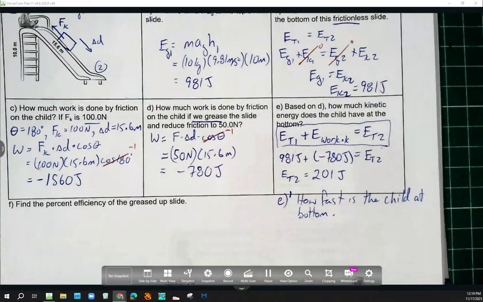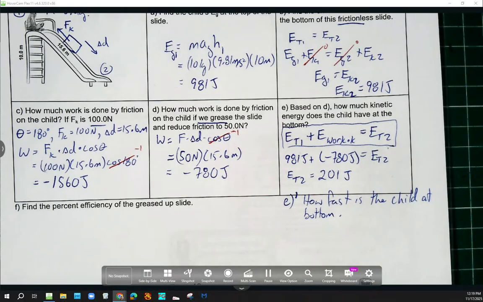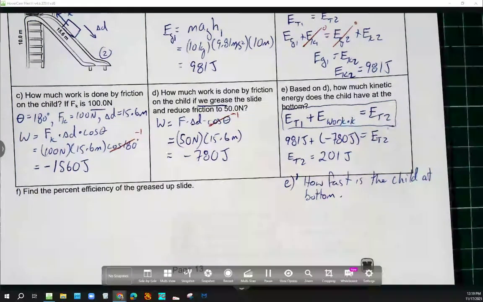I think we've all been on slides. If we're being honest, we've enjoyed slides in our time, right? But you get to the bottom of that slide. You know that slide where you get to the bottom and all of the energy has been robbed from you by friction, and you just barely get to the bottom, and then you get off, and then you climb up again because you're a kid and you don't know any better. But as an adult, wouldn't you like to still be going at a high speed when you hit the bottom? You know, like as a teenager or whatever.